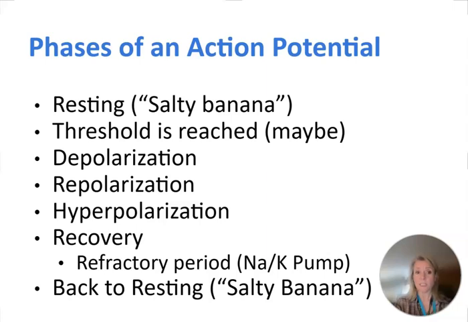When we depolarize, when we take away that separation, you're going to have positive things moving into the cell. During repolarization, you have positive things moving out of the cell, and that's going to cause the membrane potential to become negative again. So we are re-separating the charges. And then we have hyperpolarization. Remember that the prefix hyper means excessive. Now we have excessive separation of charge.